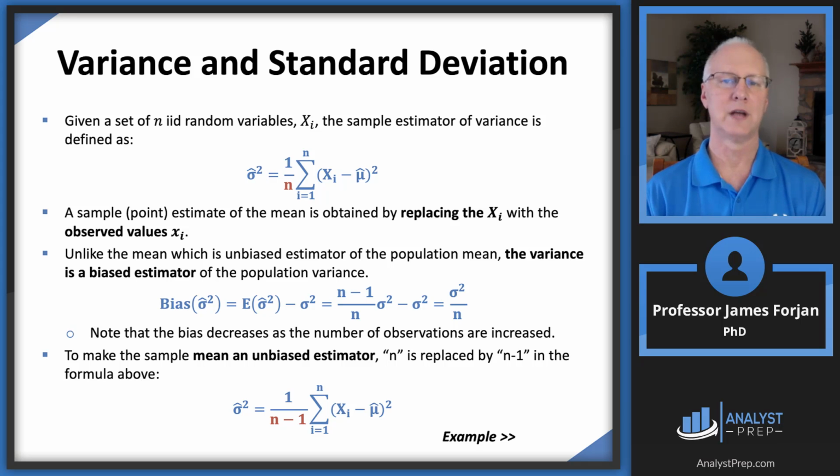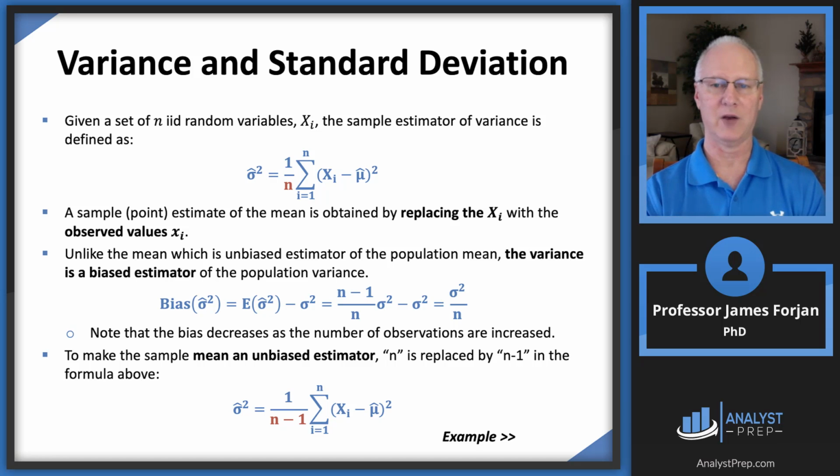Now notice in that top formula I have there, I have n in red. And it looks like we're going to divide by n. And that's true in our first step here. Notice at the top I have the sample estimator of the variance is defined as the sum of all those differences from the mean squared divided by n. Now, if we divide by n, the variance is going to be a biased estimator of the population variance. And there's the biased equation there.